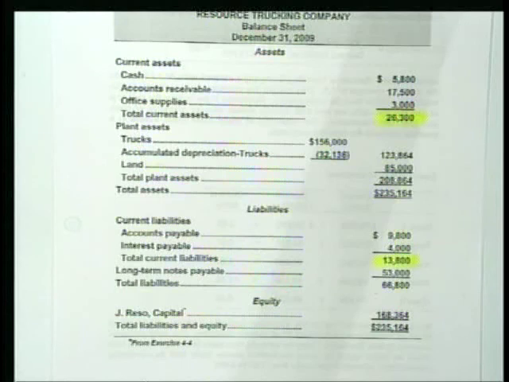Okay? Yes, question. In the classified balance sheet, do you have to have the total current assets and total plant assets? Do you have to actually total these up, you mean? The question is, can you just list them in their categories but still just have one total? I would definitely at least do a subtotal for current assets and for current liabilities.